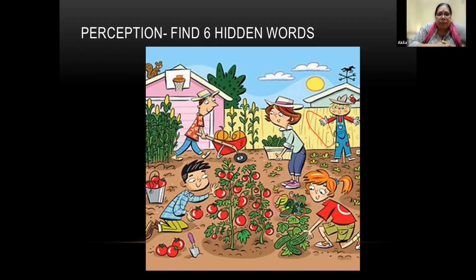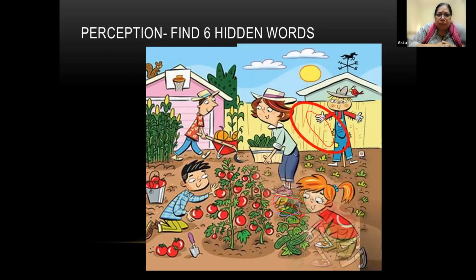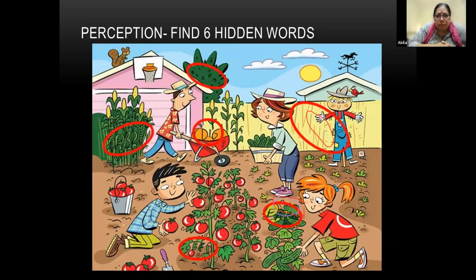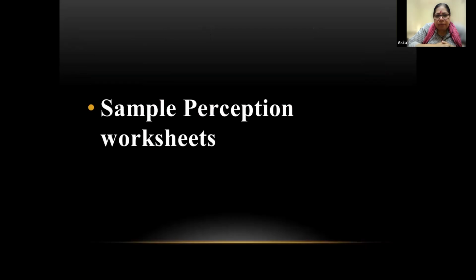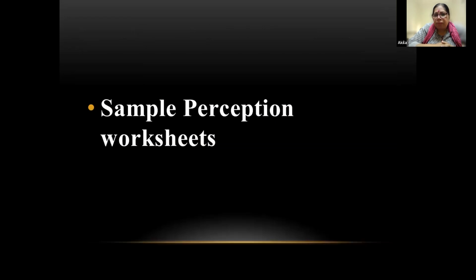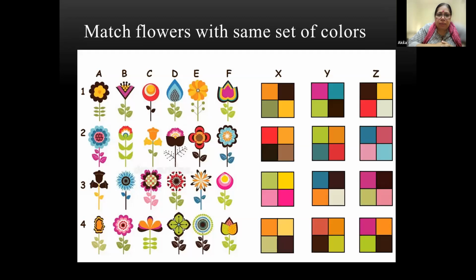So we'll start with some interactive activity, so their perception skills are better, and then we go on to worksheets also, which will have perception type of skills. So this is quite complex. Does anyone want to try? Maybe the first couple of flowers, the first one, A1.